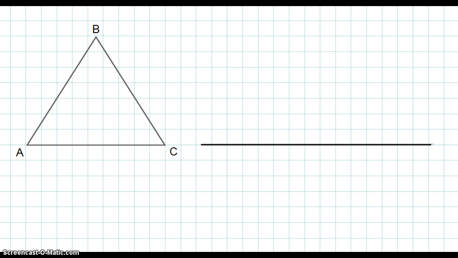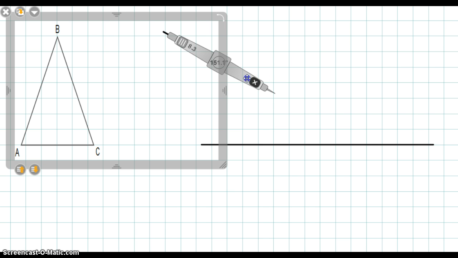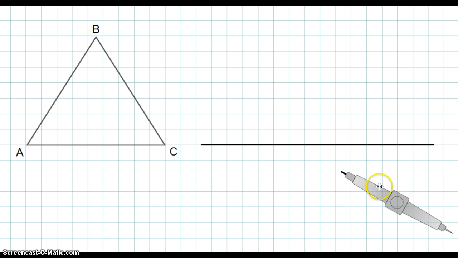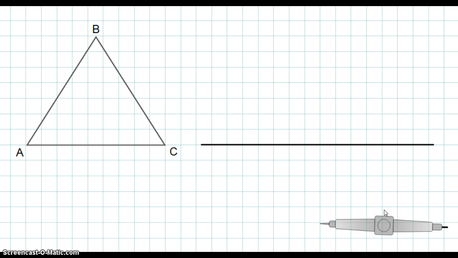So how am I going to do that? Well, I'm going to get out a compass. Okay, so here's my compass. Just going to rescue my compass out. Here we go. So, I'm going to use my compass to measure the length of AC.